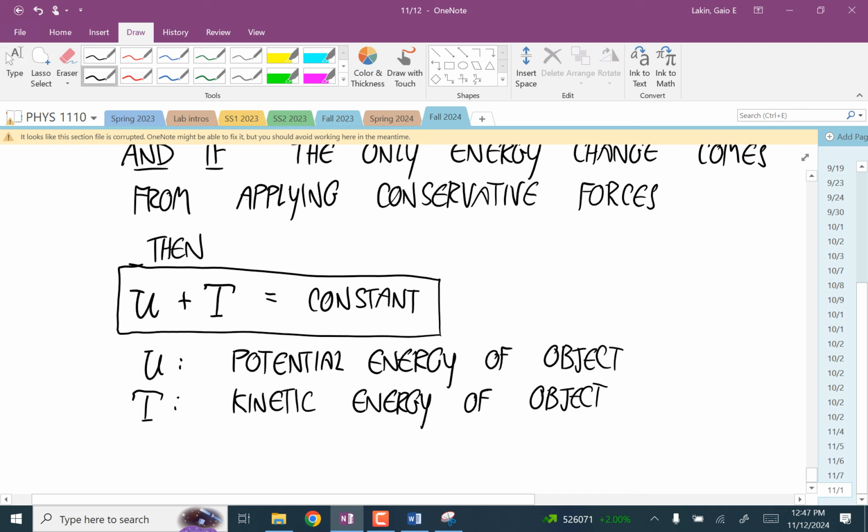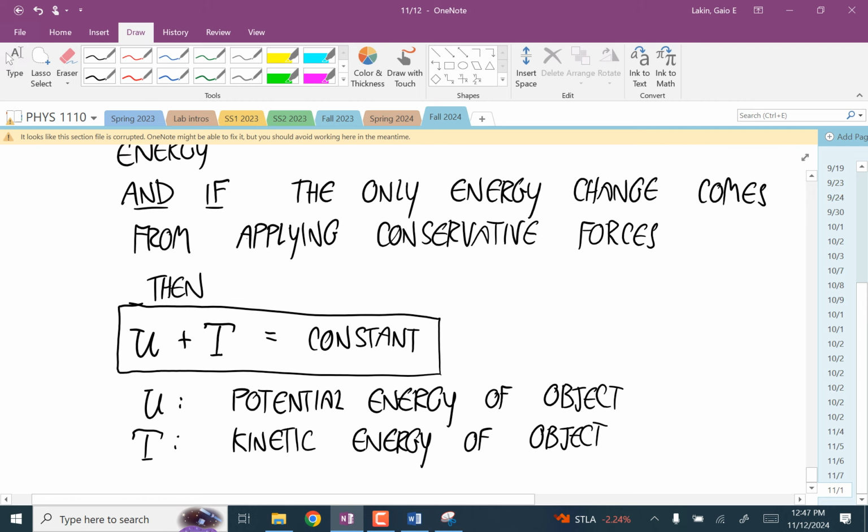The way we'll apply this is we'll choose two different instants, and we'll calculate the potential energy and the kinetic energy at each one of these instants. And we know that the sum of those two is going to be the same at each of those two instants. And that'll let us calculate, usually what we're going to calculate is the speed of an object. Sometimes we can calculate something about the location instead if we're given the speed.